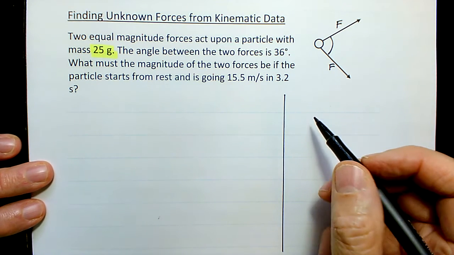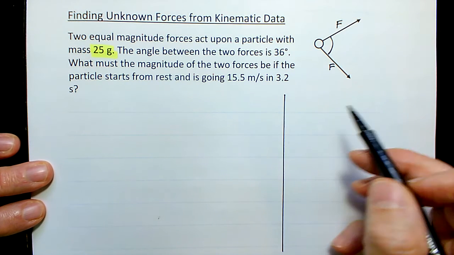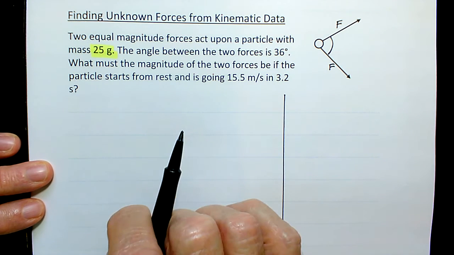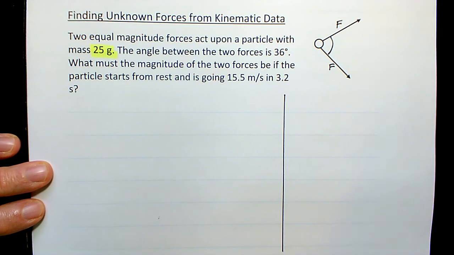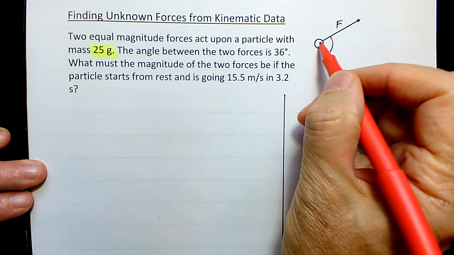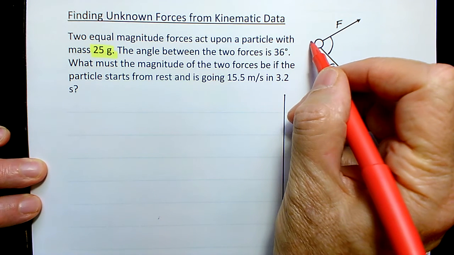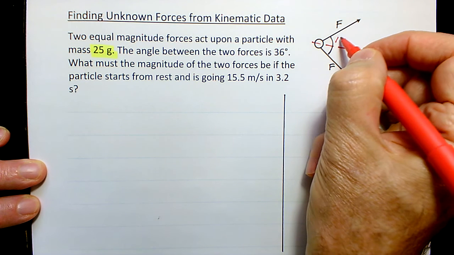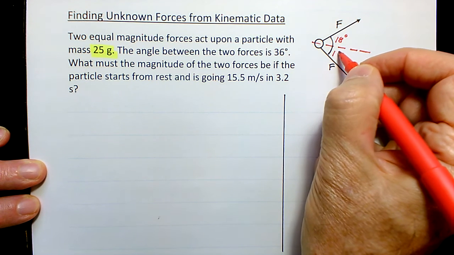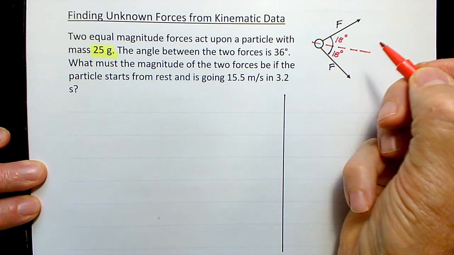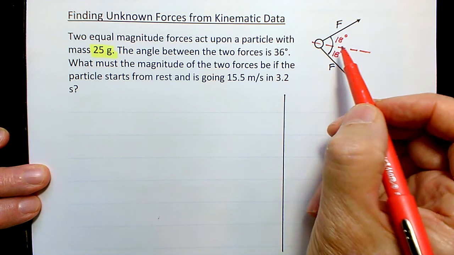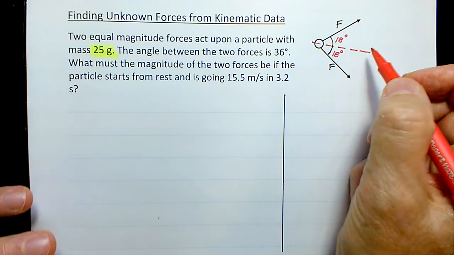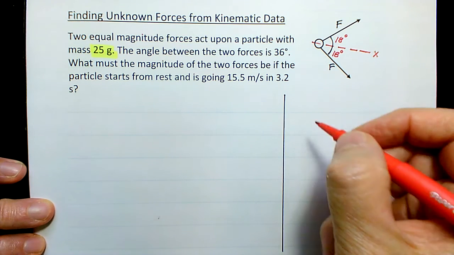So we're going to again unite Newton's second law in vector form and a kinematic equation, and unite the two by way of acceleration. If we look at the picture first and try to examine the vector issue, the first thing I'm going to do is bisect the 36 degree angle so that this is 18 degrees and this angle is also 18 degrees. And then identify the net force in what I'm going to call the x direction.